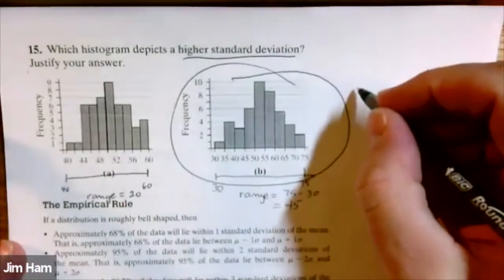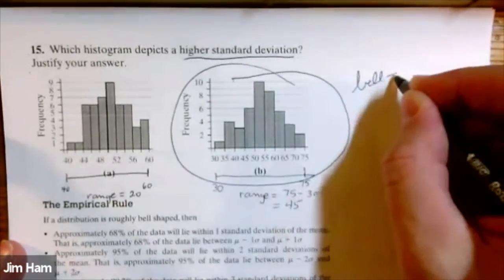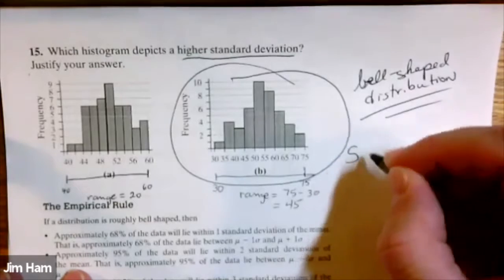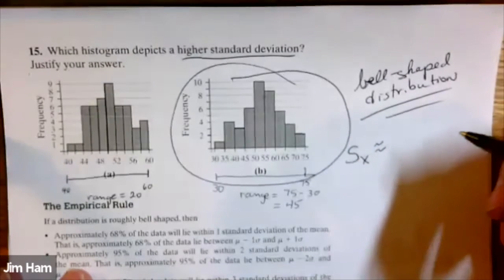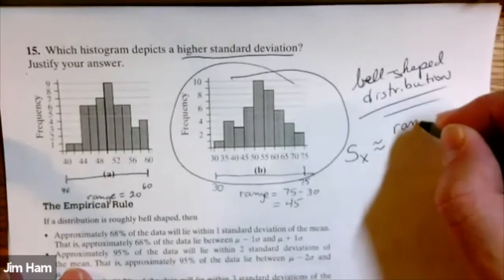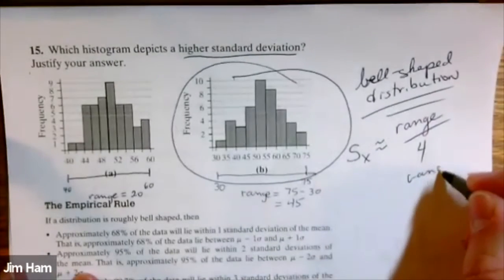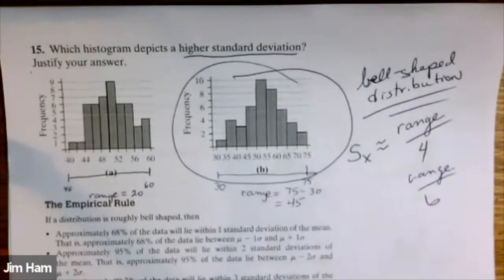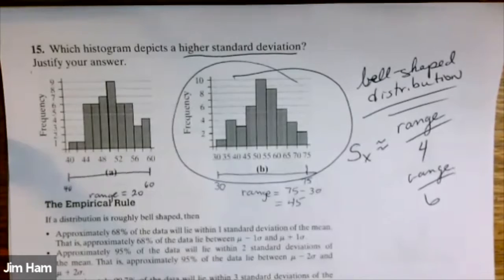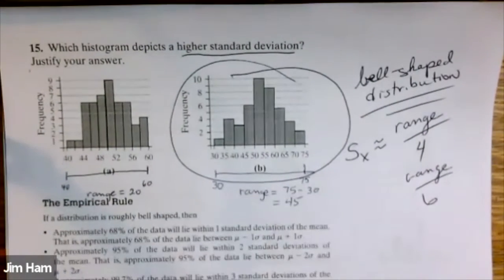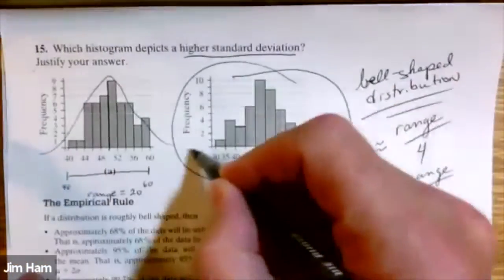All right, and I'll just share this with you here. In a bell-shaped distribution like this one, you can estimate what the standard deviation is. The standard deviation is approximately equal to the range divided by 4, or range divided by 6, somewhere in there. If you just want a ballpark, you can get an estimate of the standard deviation by taking the range and dividing by 4, 5, 6, somewhere in there. But you have to have a distribution that's approximately bell-shaped.